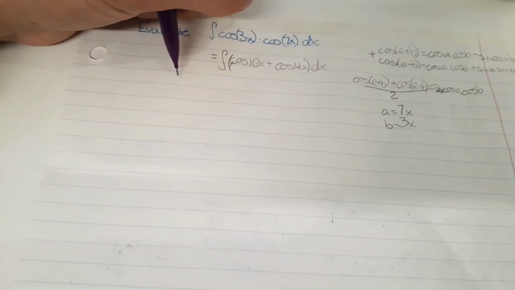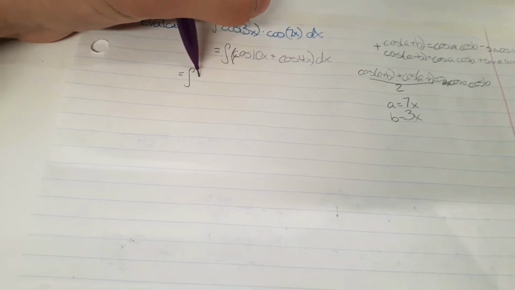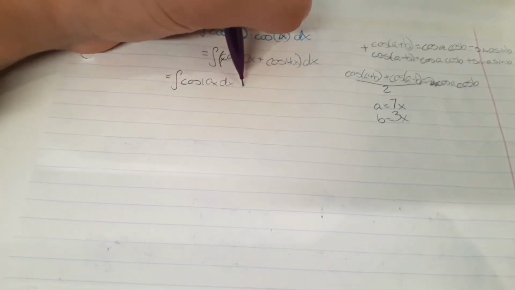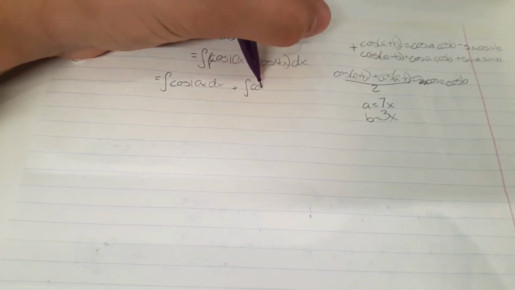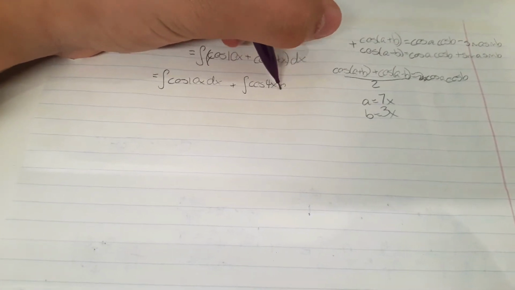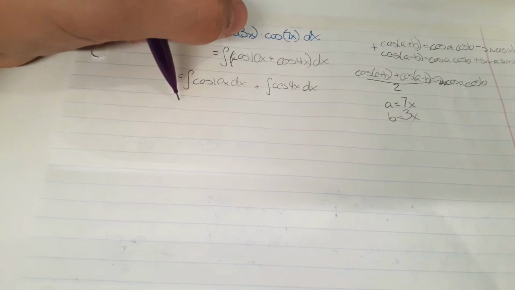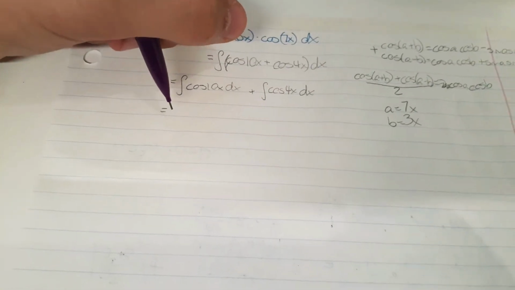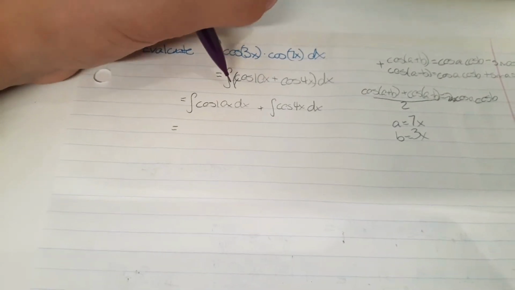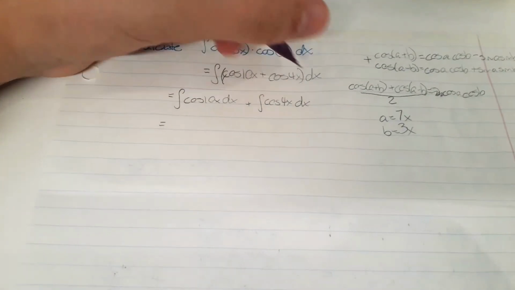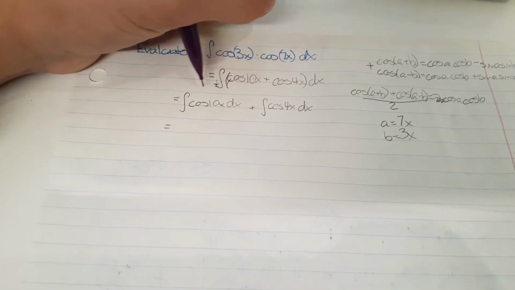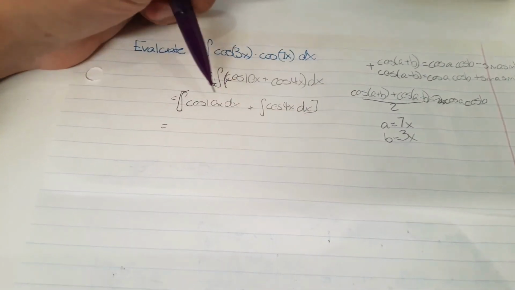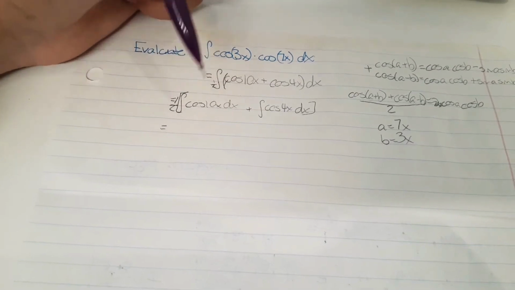So I can say that this is equal to the integral of cosine of 10x dx plus the integral of cosine of 4x dx. And this is just very simple. We're going to have the 1/2 over here because we divided by 2. So I'm just going to put this whole thing over here, put a 1/2 over there.